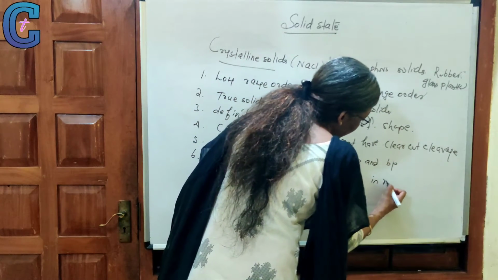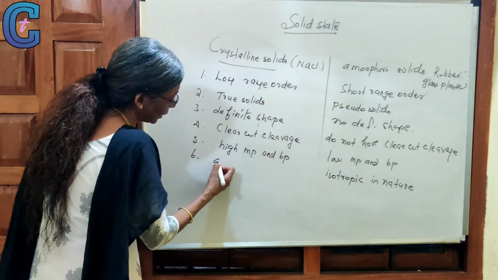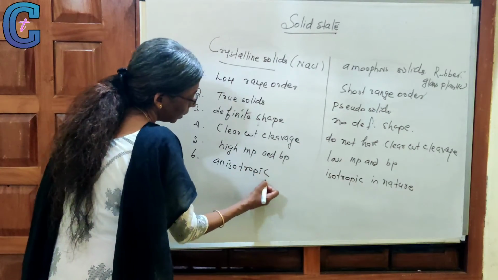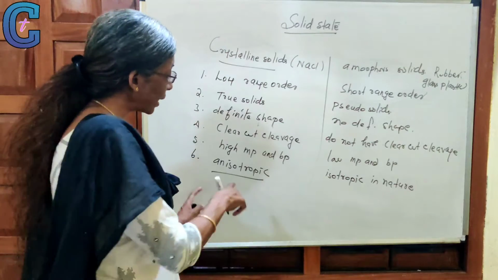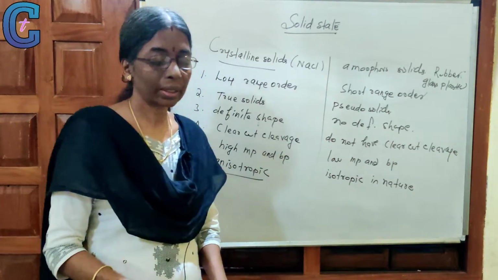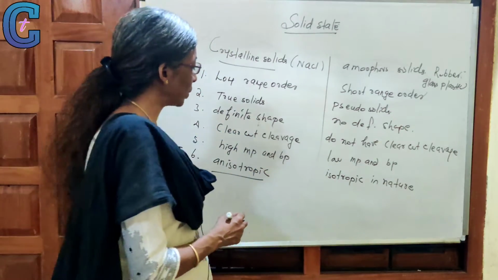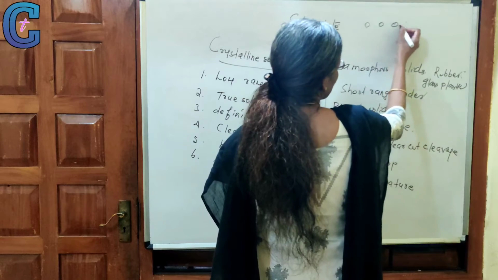Isotropic in nature. Crystalline solids are anisotropic. Normally students get confused. They write anisotropic for amorphous solids and isotropic for crystalline solids. For example, in crystalline solids, they have an orderly, regular arrangement.